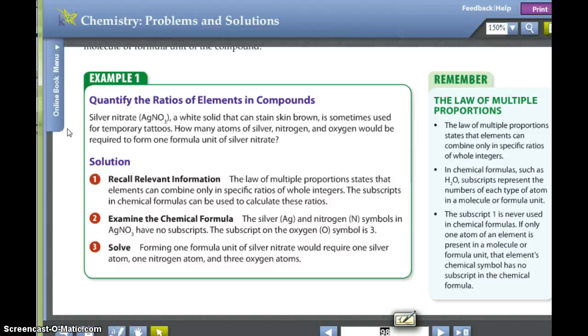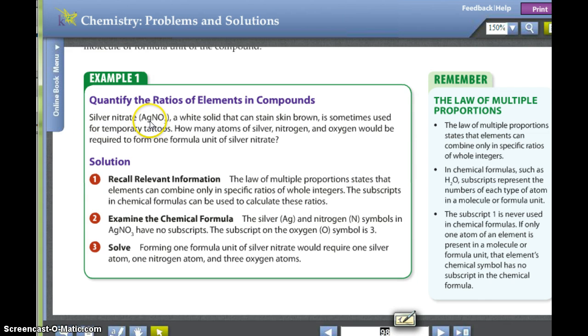Quantify the ratios of elements in compounds. Silver nitrate, or in other words, AgNO3, is a white solid that can stain skin brown, is sometimes used for temporary tattoos. How many atoms of silver, nitrogen, and oxygen will be required to form one formula unit or one molecule of silver nitrate? All right, so we're looking at our subscripts.